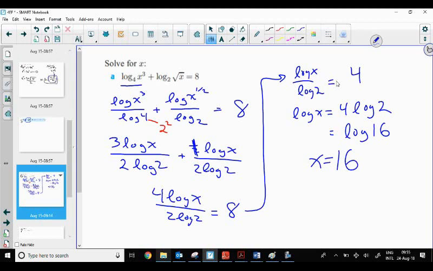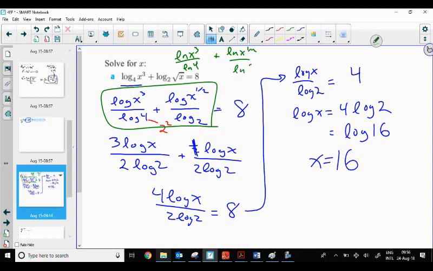Wasn't that fun? Okay, so other options for how we can do this. Well, first of all, I said that we could have chosen any base that we wanted to. So from the very beginning, right here, if I wanted to write this as ln of x cubed over ln of 4 plus ln of x to the 1/2 over ln of 2, the whole thing works out the same. We're going to end up with the exact same answer in the very end. The final step would have ended up looking like ln of x is equal to ln of 16, and then we still get x equals 16.